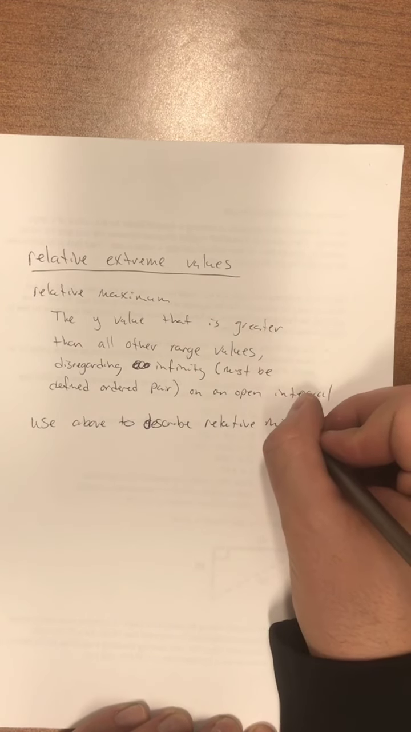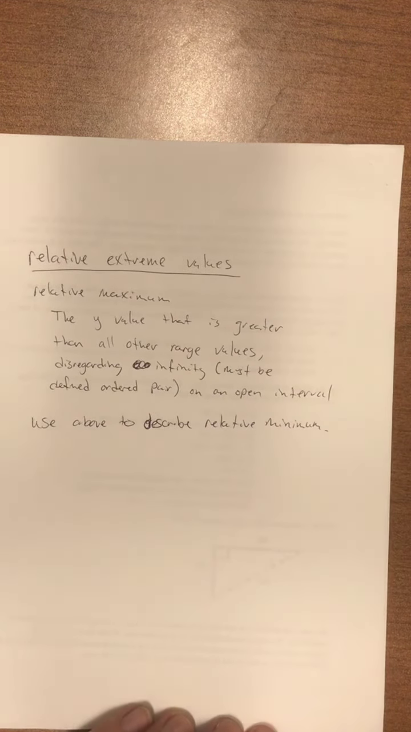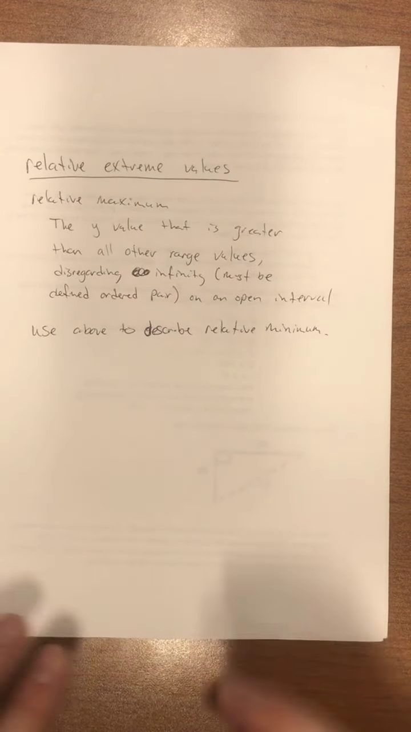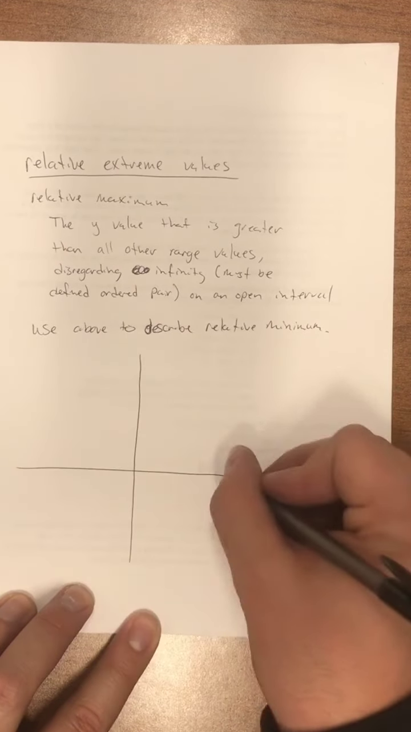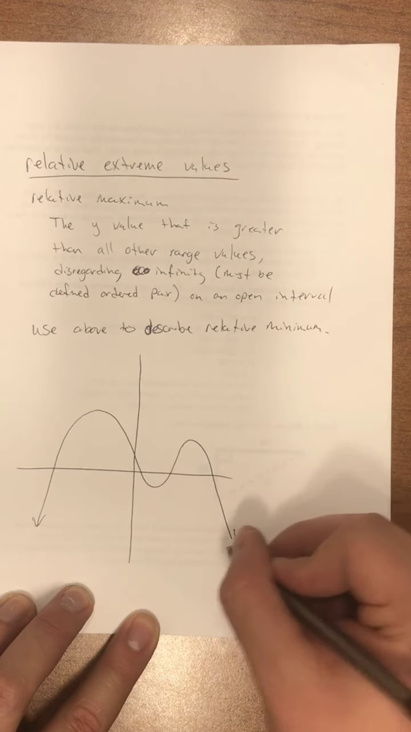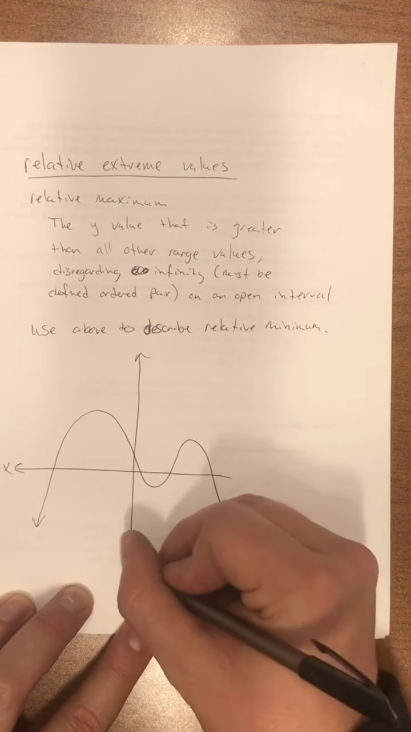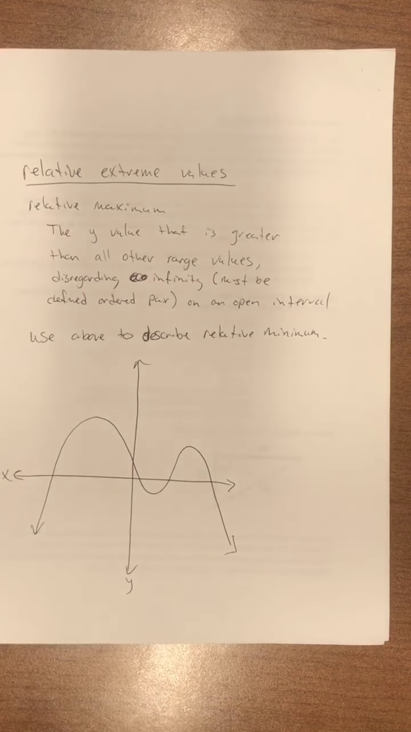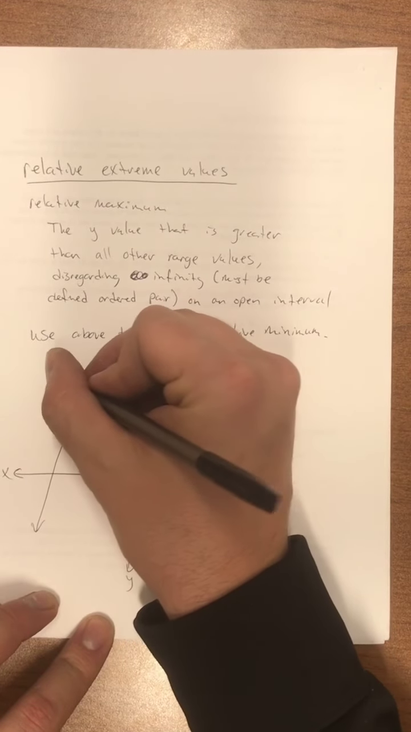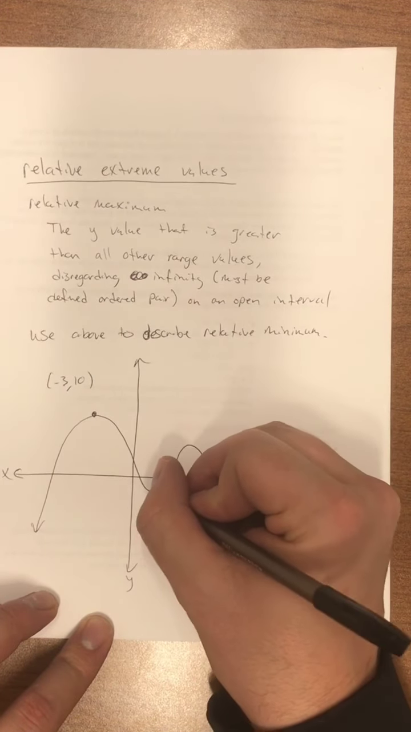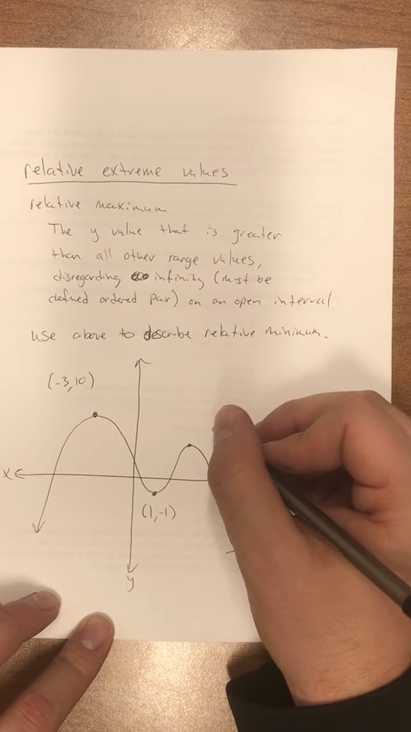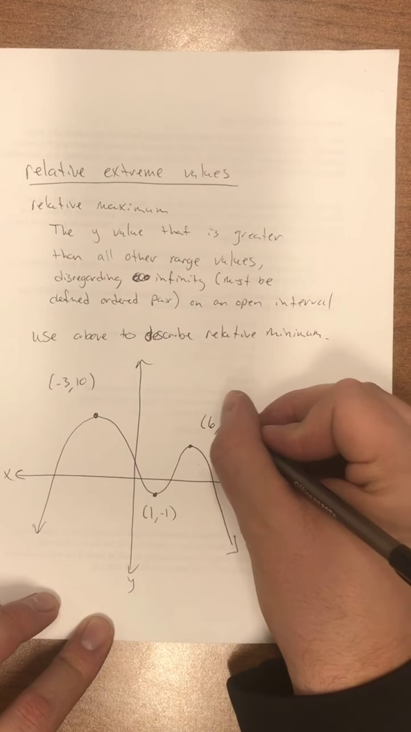So I'm going to talk about relative extreme values here. I think it's something that fits pretty well in 2.6, 2.7. So this would be a graph of something that is negative x to the fourth, and let's label some ordered pairs. Let's say that's negative 3, 10. Let's say that this is 1, comma, negative 1. Let's say that this is 6, comma, 5.